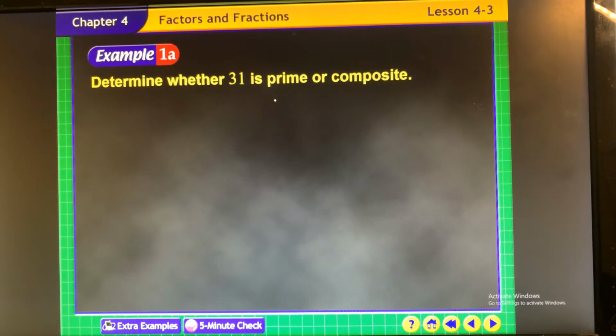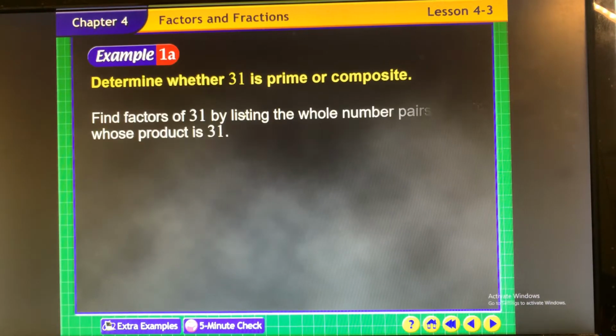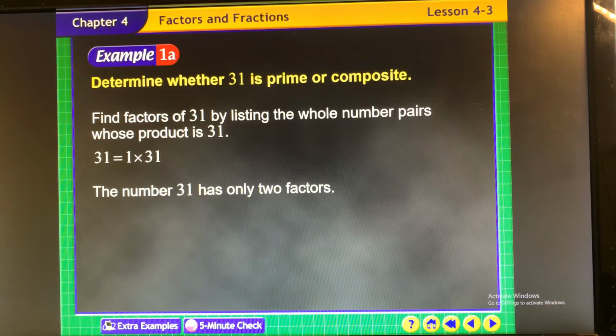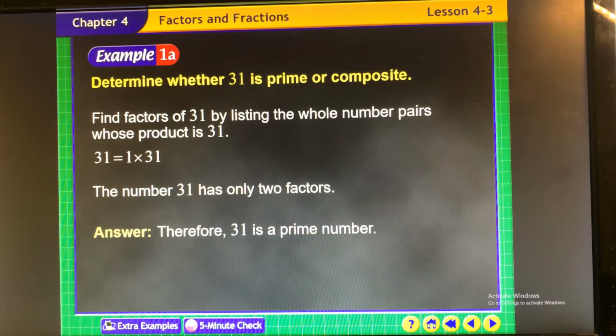Now remember, you have your divisibility rules for 2, 3, 4, 5, 6, and 10. Use them. So 31, 3 plus 1 is 4, 3 doesn't work, 2 doesn't work, 5 doesn't work, 10 doesn't work. You should always check 7, 7 doesn't work. So this is definitely prime. It only has two factors, one and itself.